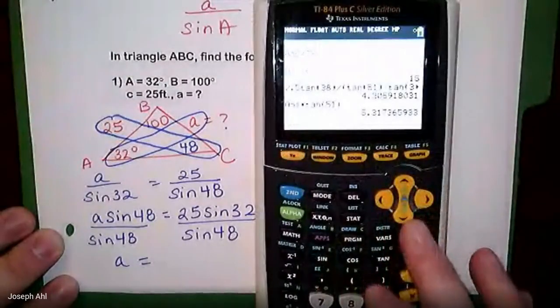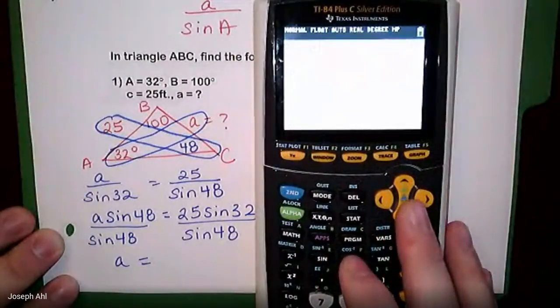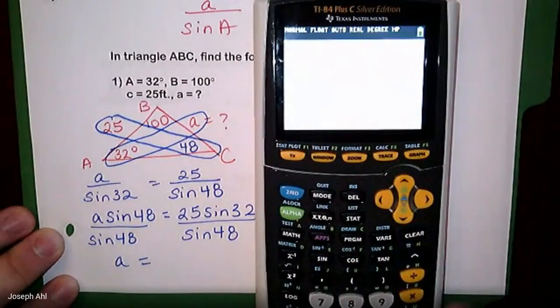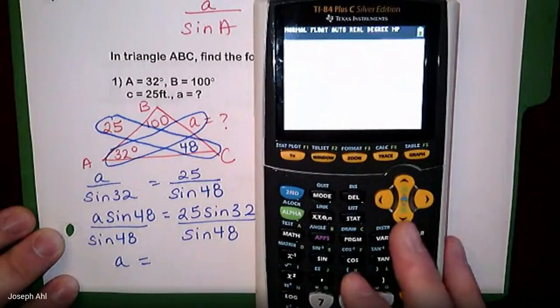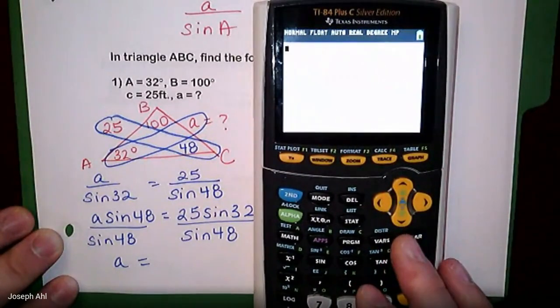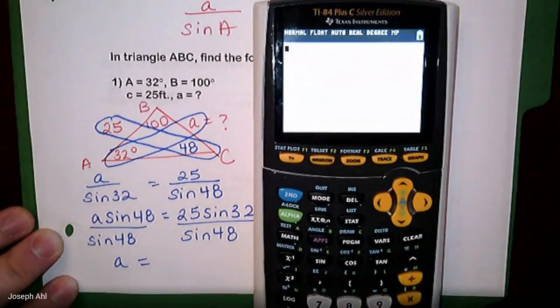Hopefully you guys have a calculator at home. If not, there's a lot of different online or even app options on your phone, a lot of which are free. There are some paid options that I know are pretty good out there too for a pretty minimal cost, but hopefully you have some kind of calculator at home that can do sine on it.